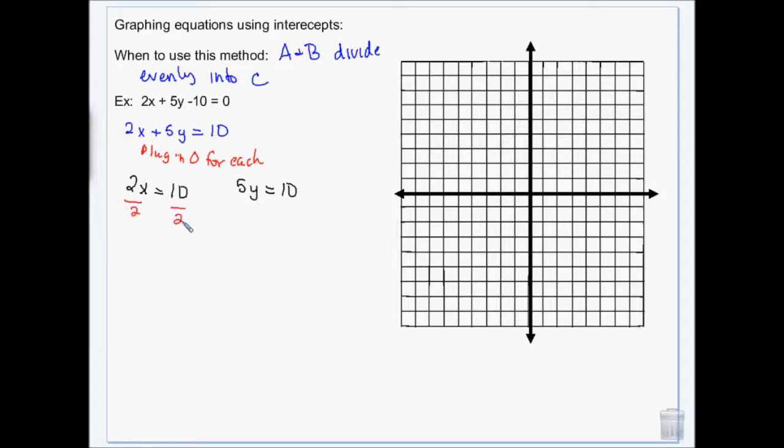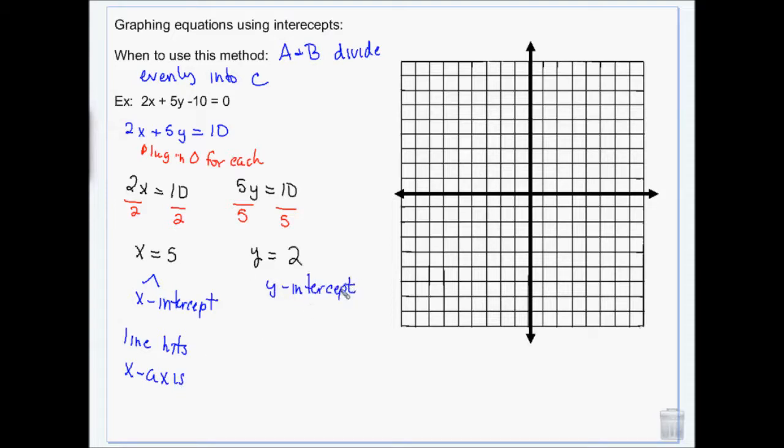Okay, so then I divide by 2 over here, and I get x is equal to 5. And I divide by 5 here, and I get y is equal to 2. These are the points. This is the x-intercept, so this is where the line hits the x-axis. This is the y-intercept, so it's where the line hits the y-axis.